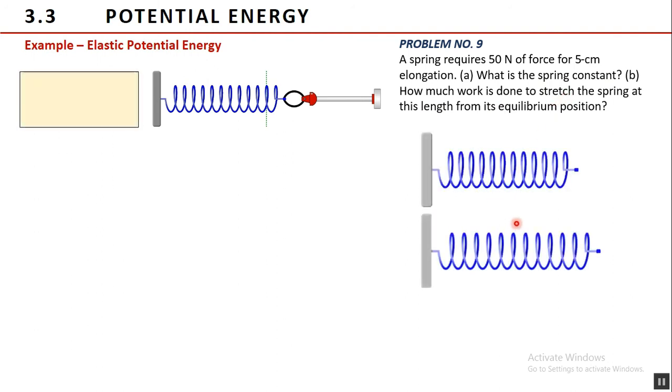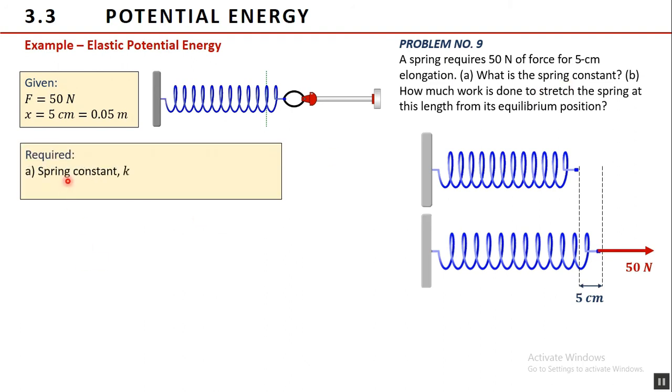So this is the spring at its equilibrium position. As this robotic arm exerts a force F of 50 newtons, the spring is stretched by 5 centimeters. The problem requires us to determine the spring constant K, and the work to be done in stretching the spring to 5 centimeters or 0.05 meter.